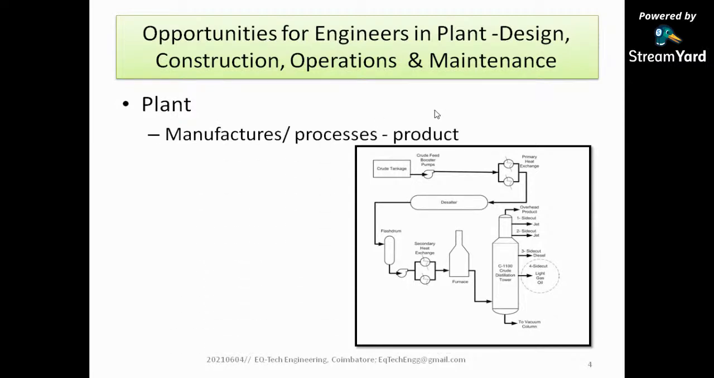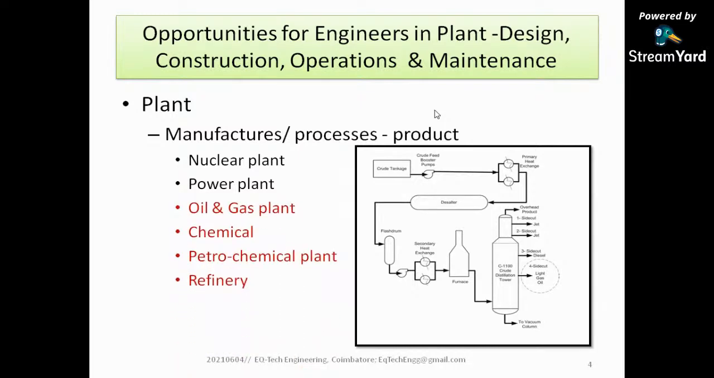What is a plant? A plant is a setup which manufactures or processes a product, be it a refinery or anything. This is a common definition. We all know about nuclear plants and power plants, which we have studied in our engineering curriculum. What we have not studied in the curriculum is oil and gas plants, chemical plants, petrochemical plants, and refineries. These four plants are what we are going to discuss. Today's discussion will be based on my expertise and experience in this type of plants.